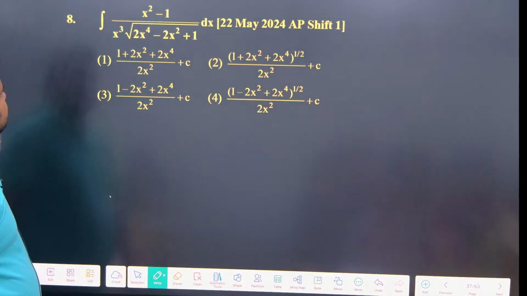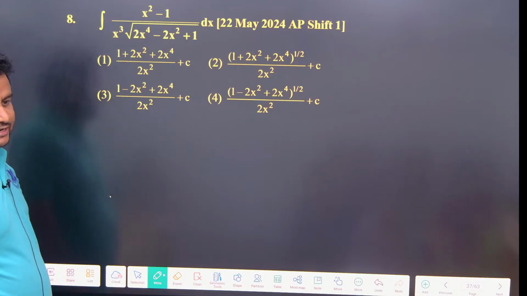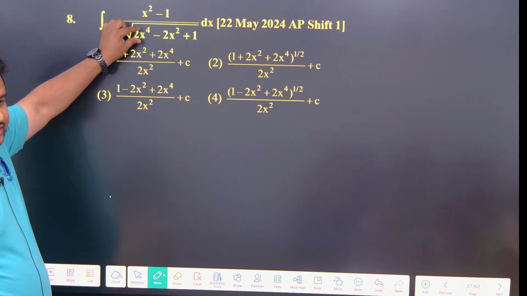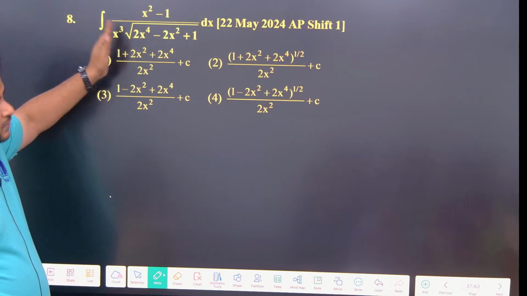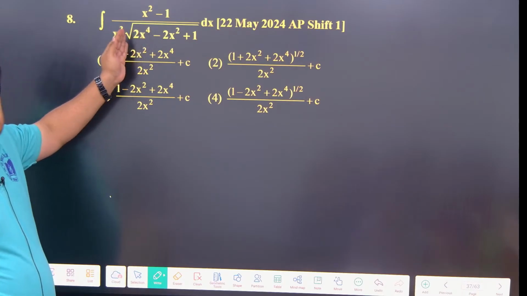What they are asking: integral of (x square minus 1) by x cube into the square root of 2x power 4 minus 2x square plus 1. What is the highest power here? x power 4. We have to take it out, I told you. When you take it out, what will this become? Square root is there, so it will become x square.